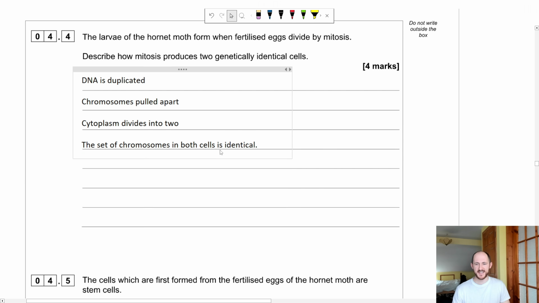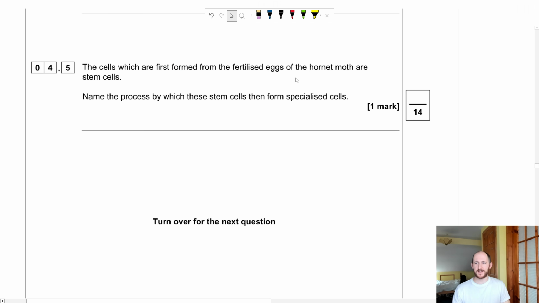Done. The cells which are first formed from the fertilized eggs of the hornet moth are stem cells. Name the process by which the stem cells form specialized cells. It is differentiation. Differentiation. That's it for question 4.